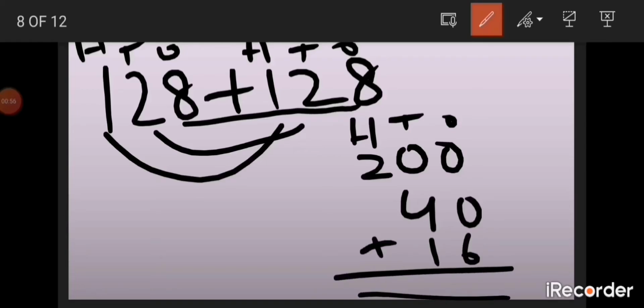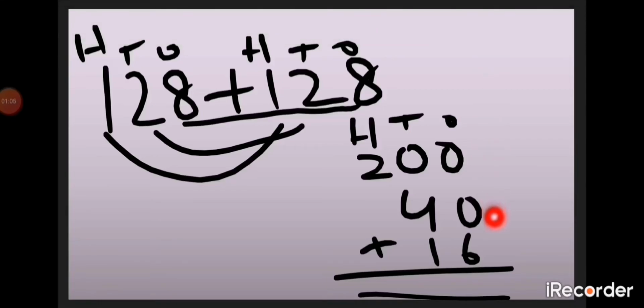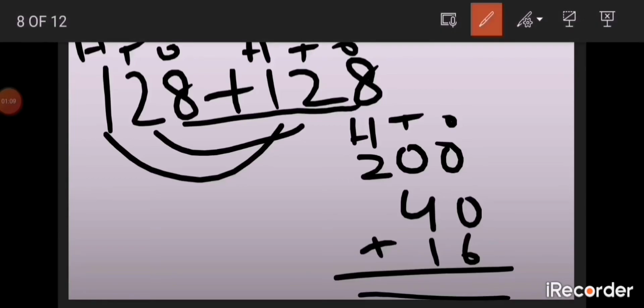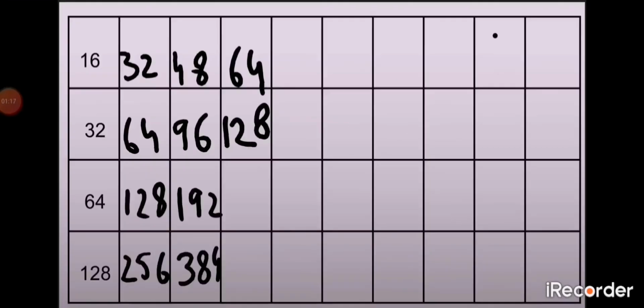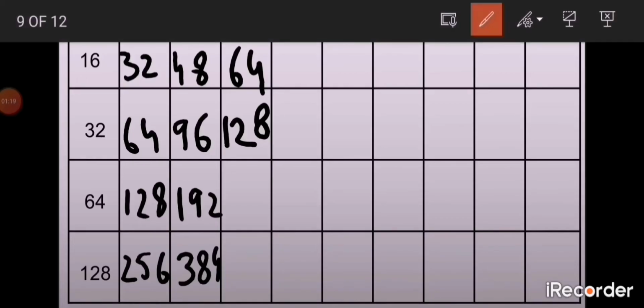If you want to check it, put 8 in your mind. Now count on 1 more 8: 9, 10, 11, 12, 13, 14, 15, 16. The answer is 16. Now add the ones, 0, 0 and 6. The answer is 0 plus 0 plus 6, 6. 4 tens plus 1 ten, 5 tens and 2 is this. So double of 128 is 256. Under 128, we will write 256.